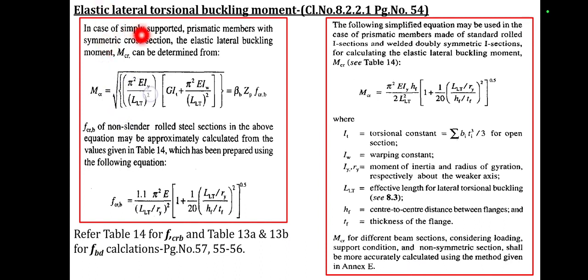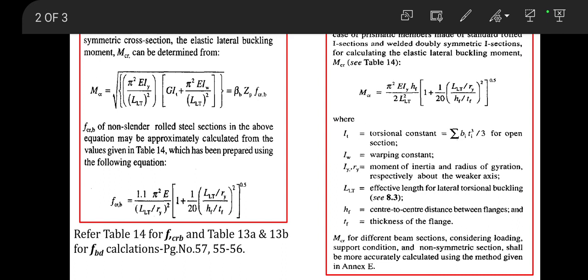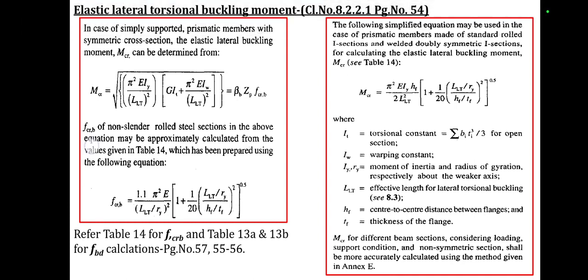Now, in the case of a simply supported prismatic member with symmetric cross section, the elastic lateral buckling moment Mcr can be determined from Mcr equals square root of pi square EIy upon LLT square into bracket GIt plus pi square EIw upon LLT square bracket complete, which equals beta B Zp into fcrb, whereas fcrb of a non-slender rolled steel section in the above equation may be approximately calculated from the values in table number 14, which has been prepared using the following equation.